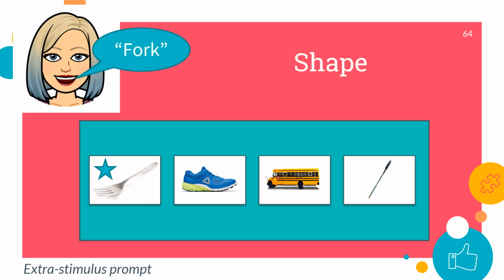You could add a shape to the target stimulus as an extra stimulus prompt. Here, a star was added to the target stimulus, fork. This is another receptive identification example where the discriminative stimulus is fork. So by adding that star to that fork stimulus in the array, it increases the likelihood that the child will select the fork.